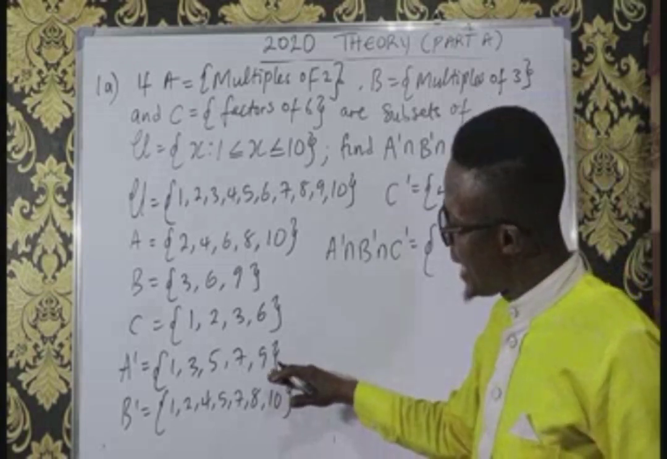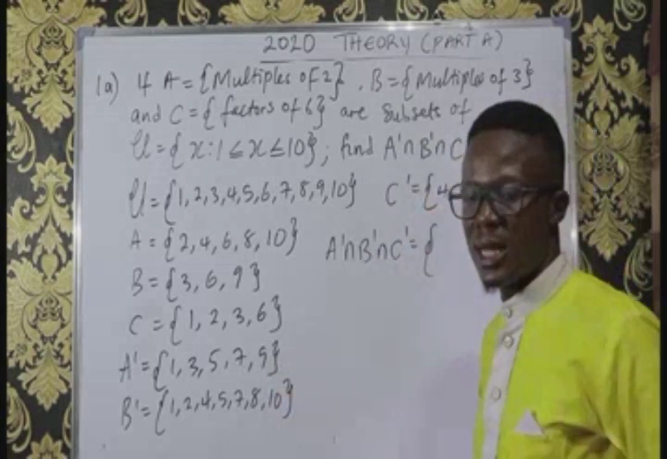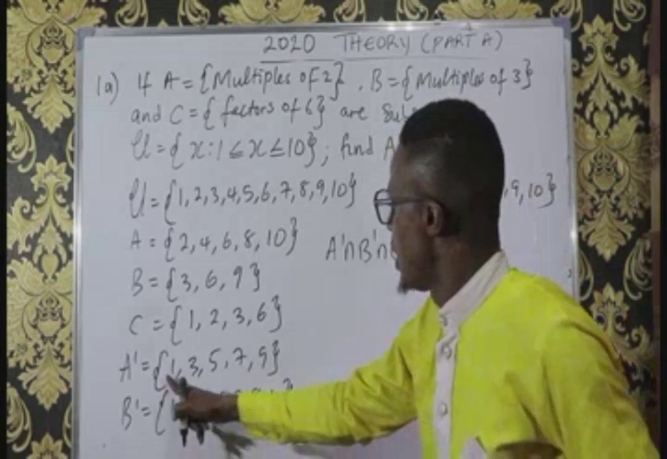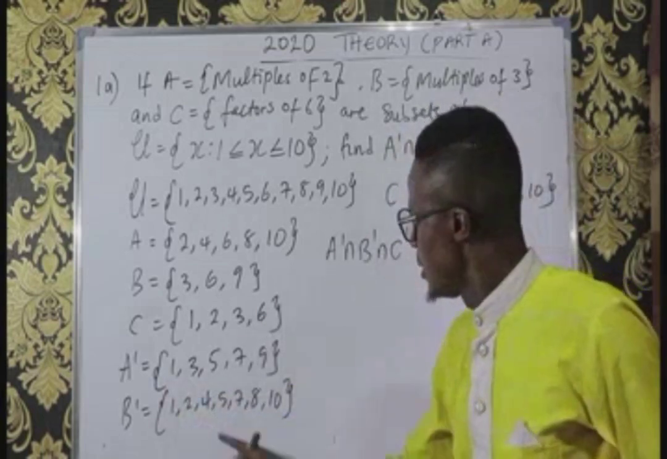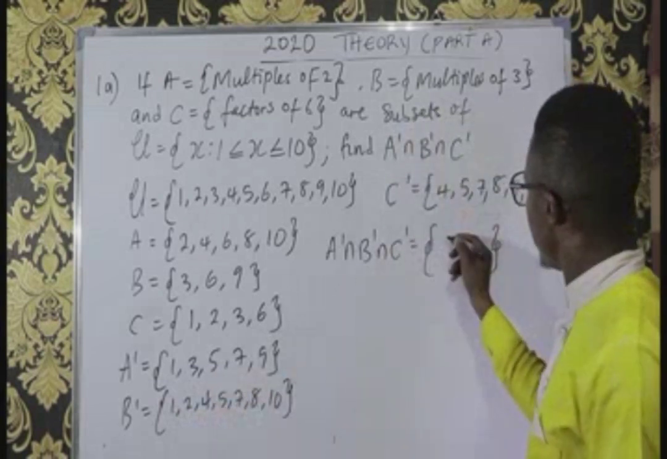we see in A, B, and C complement at the same time. For example, 1 is here, 1 is here, 1 is not here, you leave it. 3 is here, 3 is not here, leave it. 5 is here, 5 is here, and 5 is here, write it.